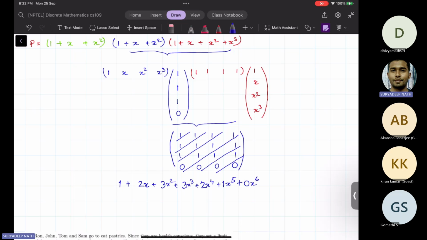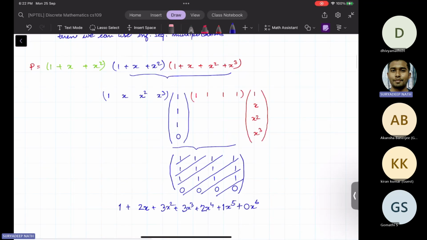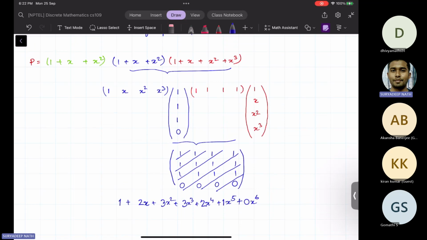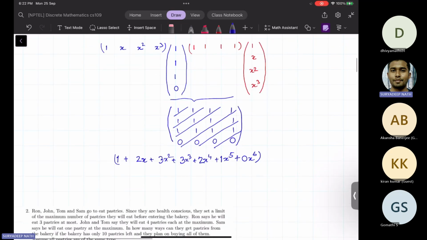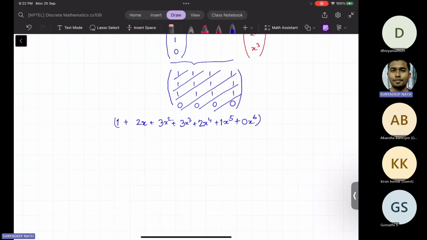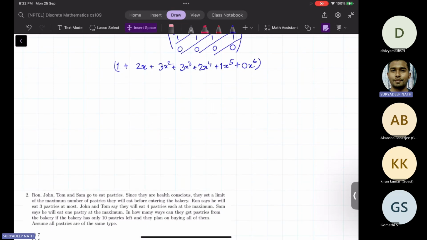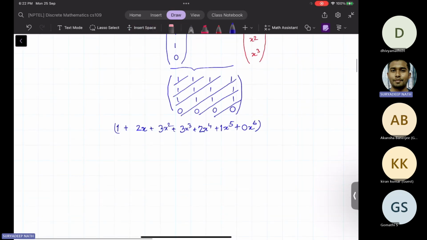Since there is no x to the power 3 in the blue term, that's why there is 0x to the power 6 that comes. So this gives you the product of this blue polynomial and the red polynomial. So now you have this polynomial, and we can extend this to the first one.